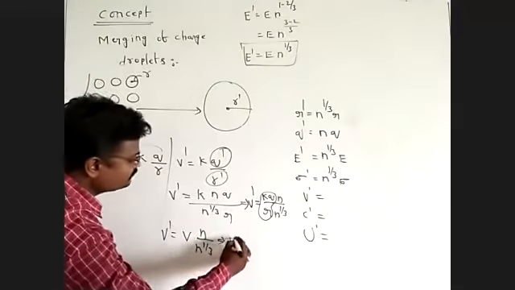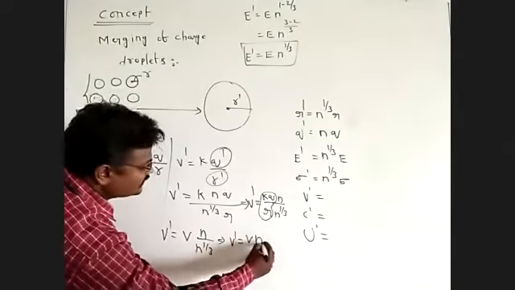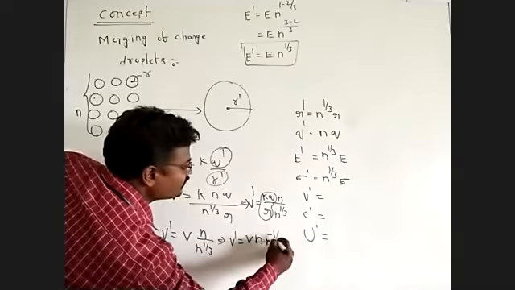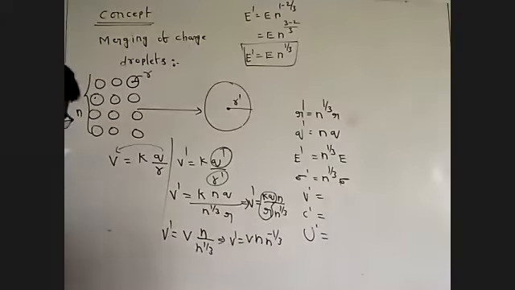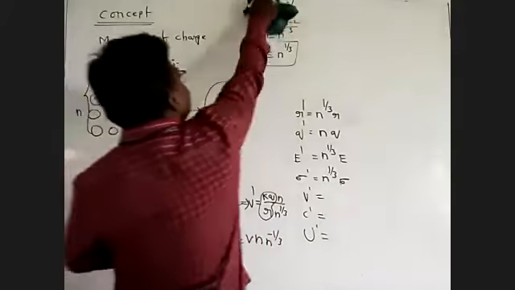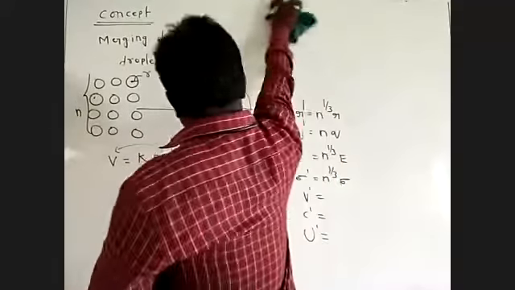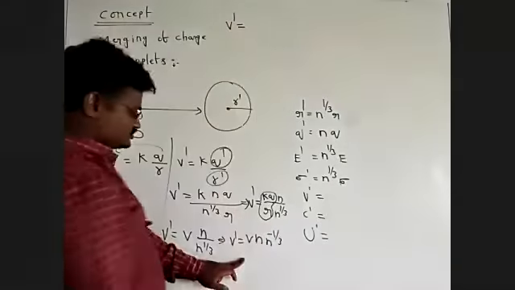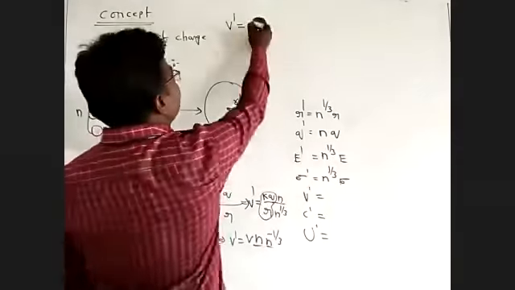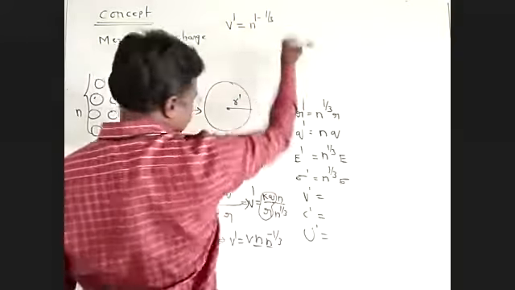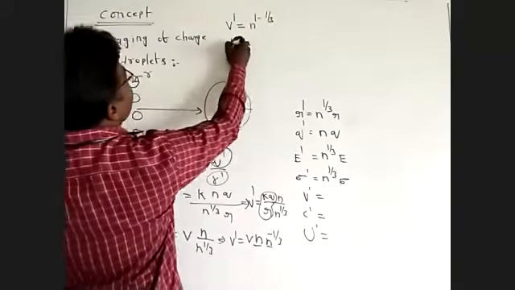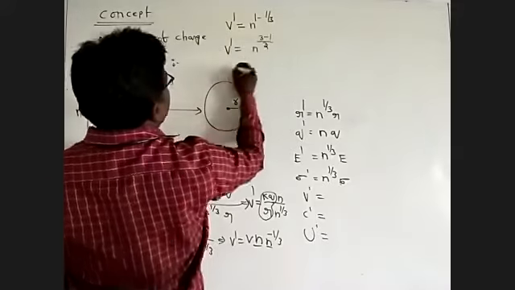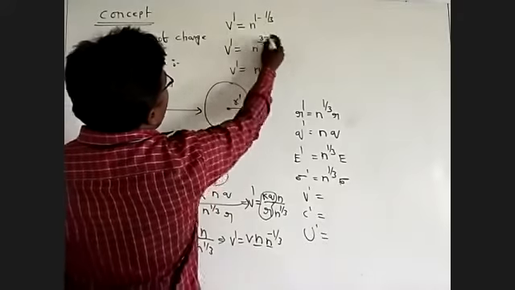V dash is equal to V, N into 1 by N power of 1 by third. Take upside, N power of minus 1 by third. So V dash is equal to, basis same, 1 minus 1 by third. So V dash is equal to N, 3 take LCM, 3 minus 1. That is V dash is equal to N power of 2 by third.